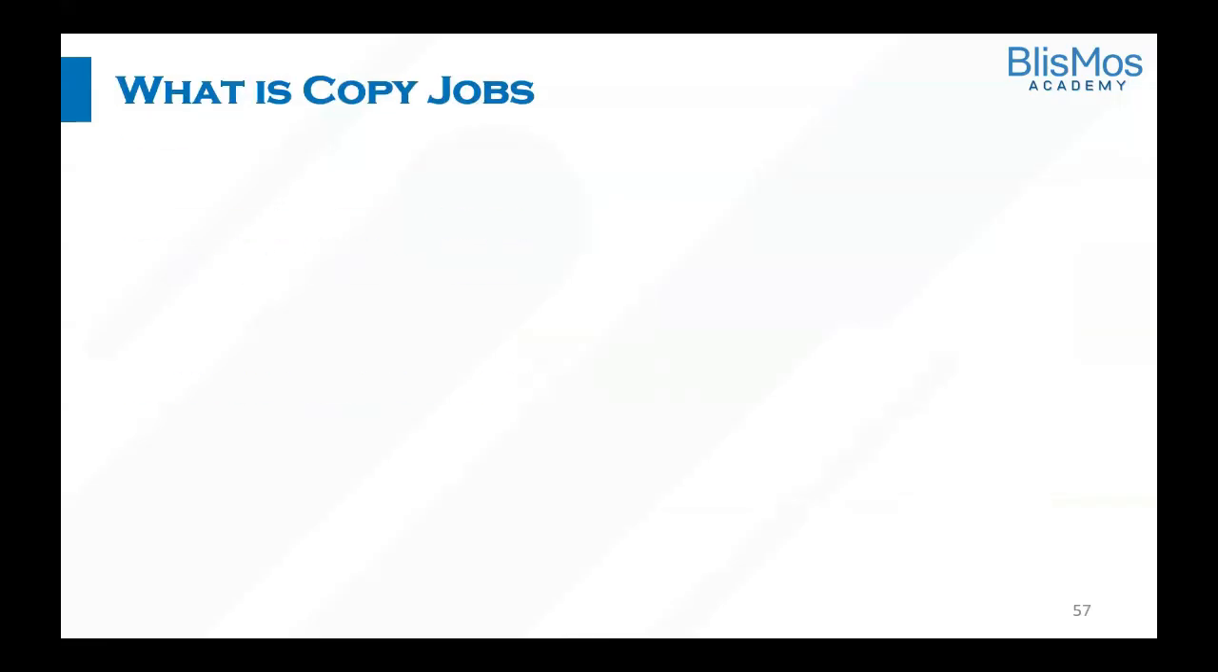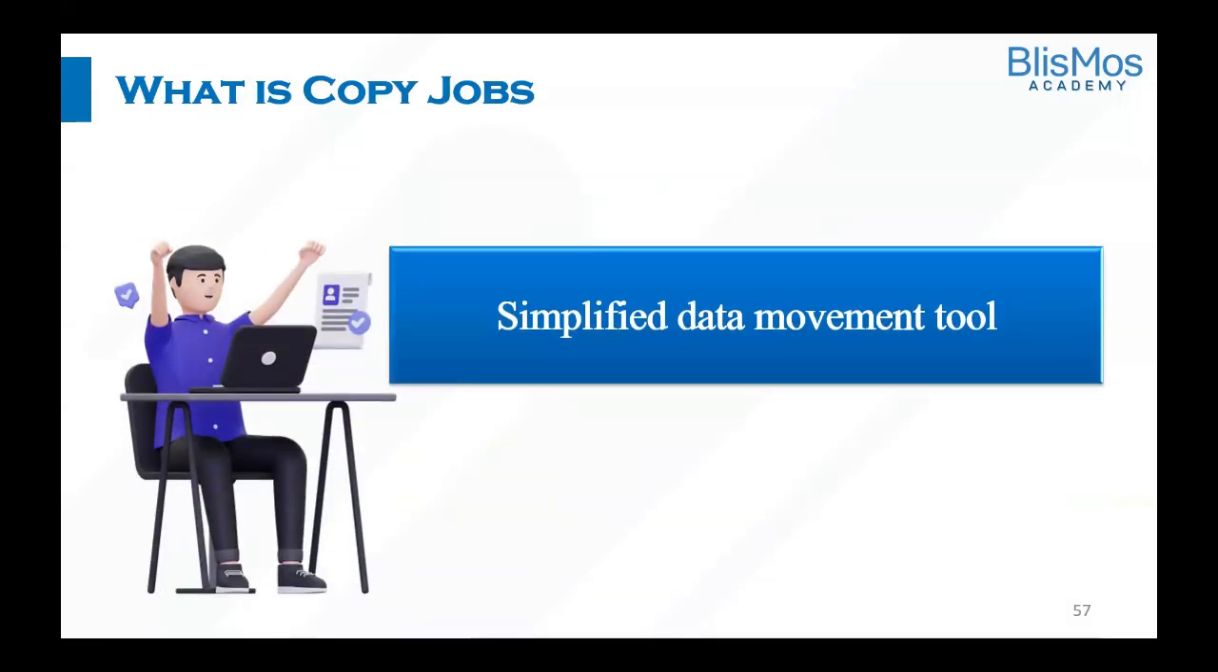Awesome. The next one is copy jobs. See, they're so straightforward. When I talked about data pipelines, I said data pipelines are the ones that will orchestrate powerful workflows at scale. But when I say copy jobs, what am I saying here? A simplified data movement tool. The purpose here is, as a part of your data pipelines, if you have to simply move the data from one place to another, then you can use the copy jobs capability.